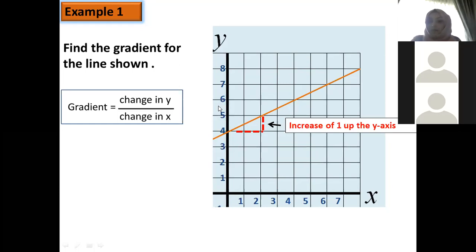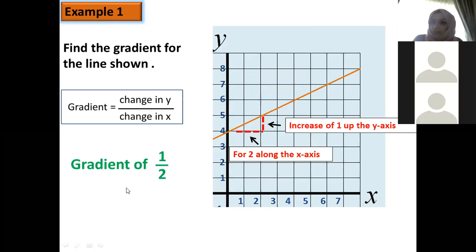Okay, so this is 1 unit up divided by how many units across? Divided by 2 units. So it's 1 unit up divided by 2 units across, and that means that we have a gradient of a half. Is it positive or negative? Of course positive, it's an increasing line. Okay? Any question so far? Do we have any question?